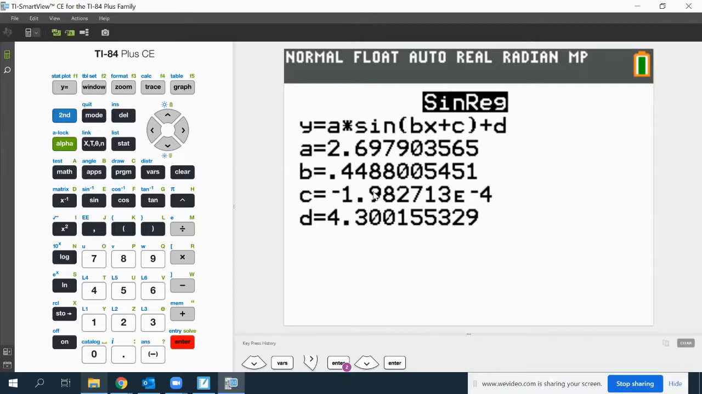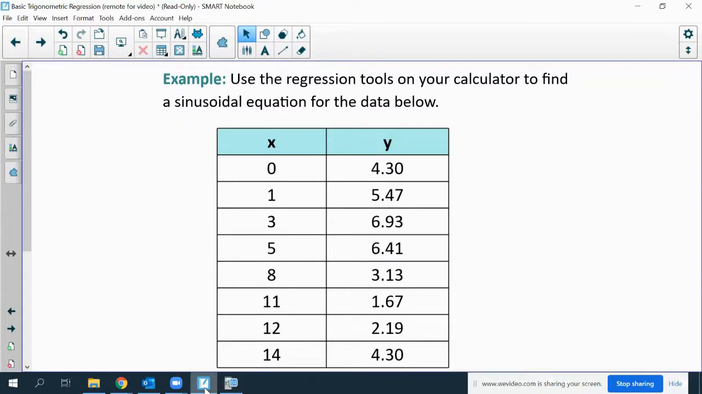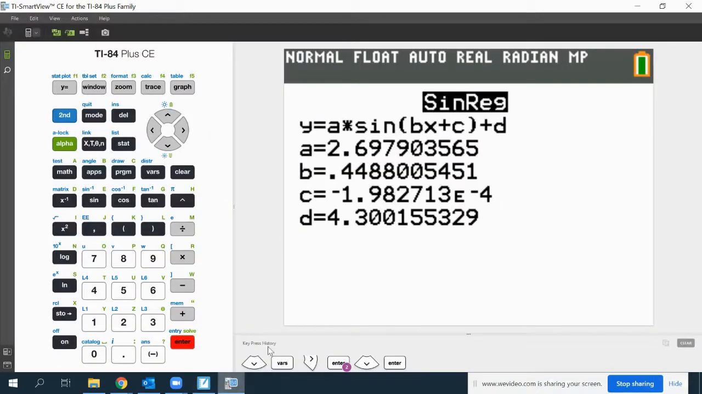So this is basically 0, which makes a lot of sense because there would be no horizontal shift, since from 0 to 14, they would both be at 4.3. We would pretty much assume that that is not going to be the case.